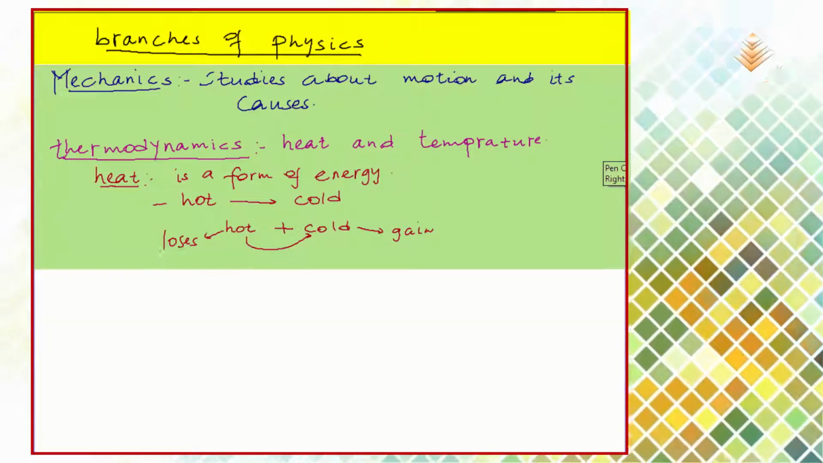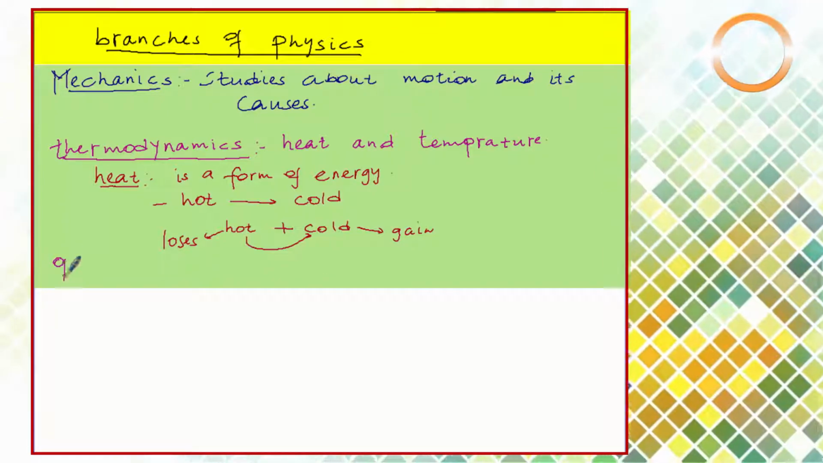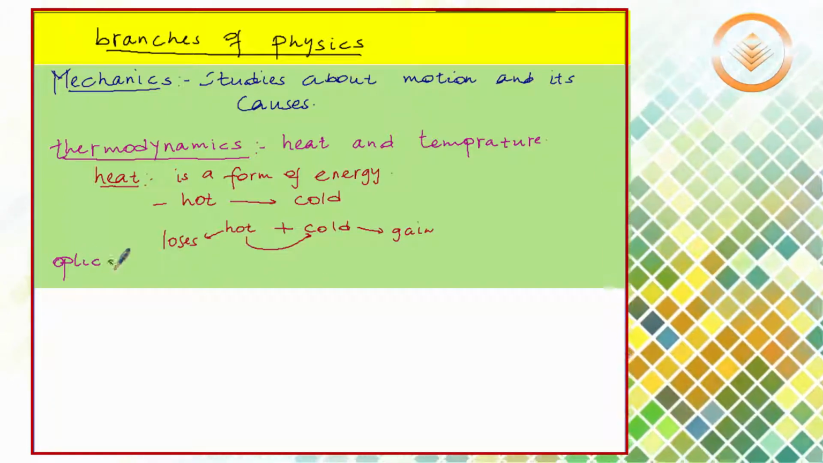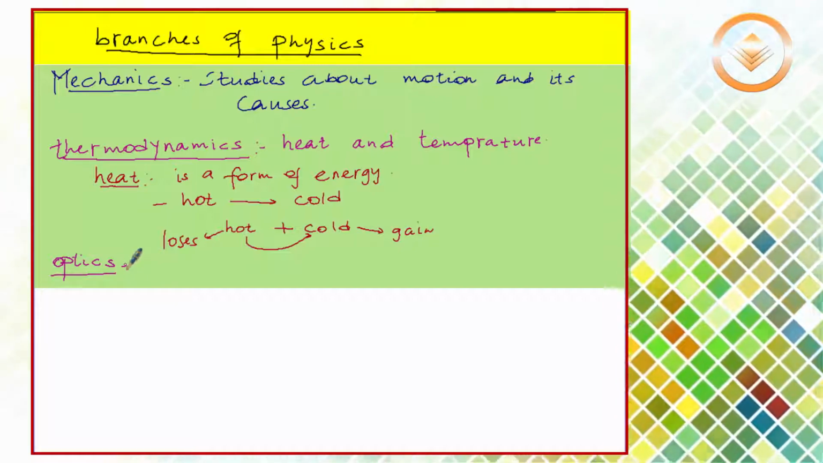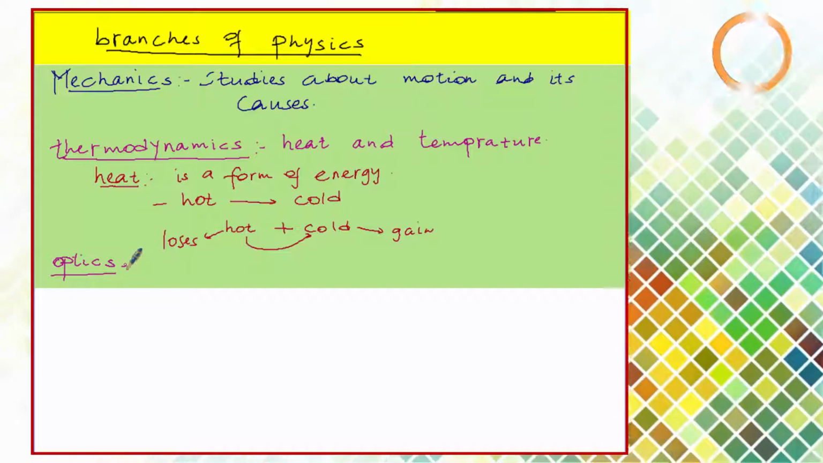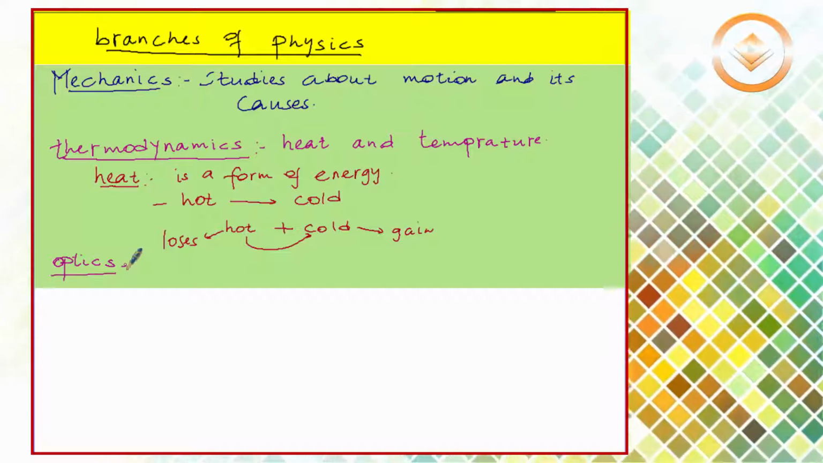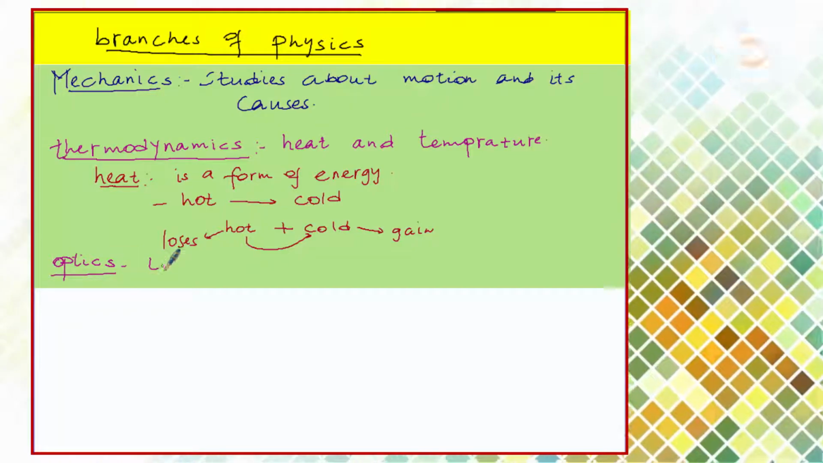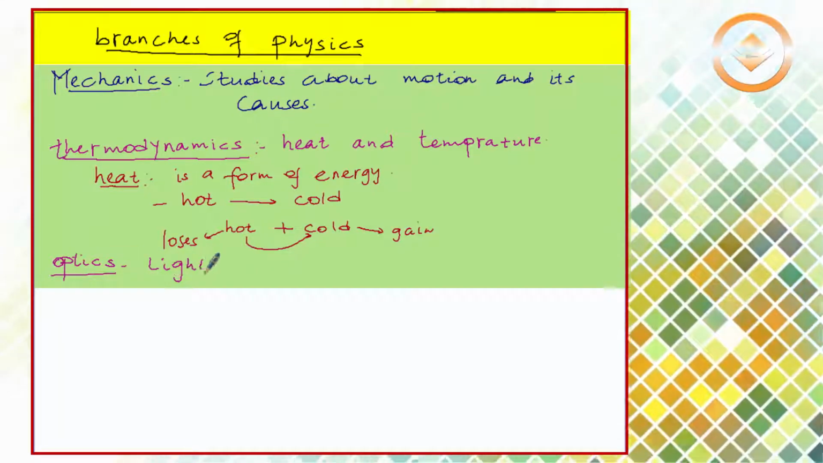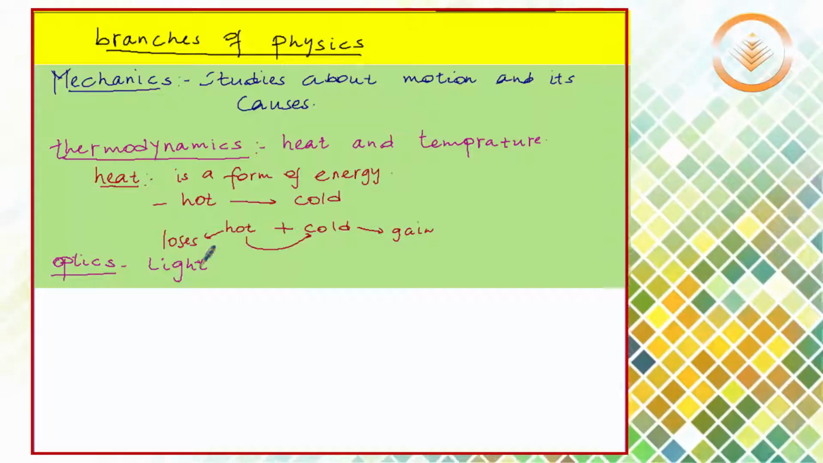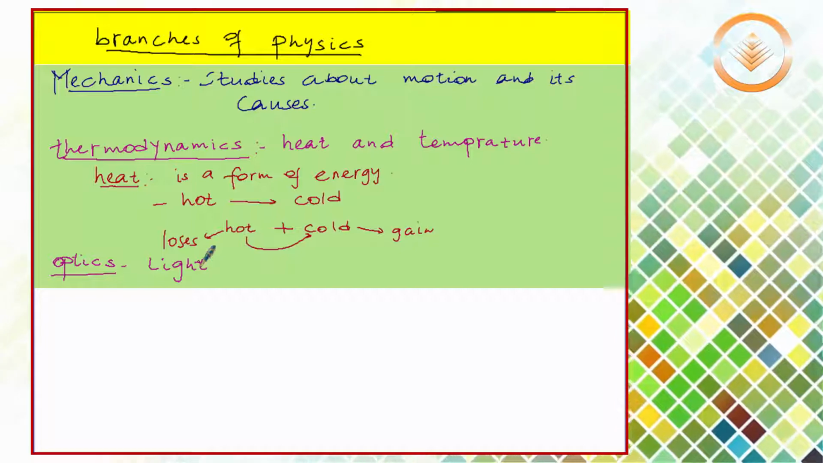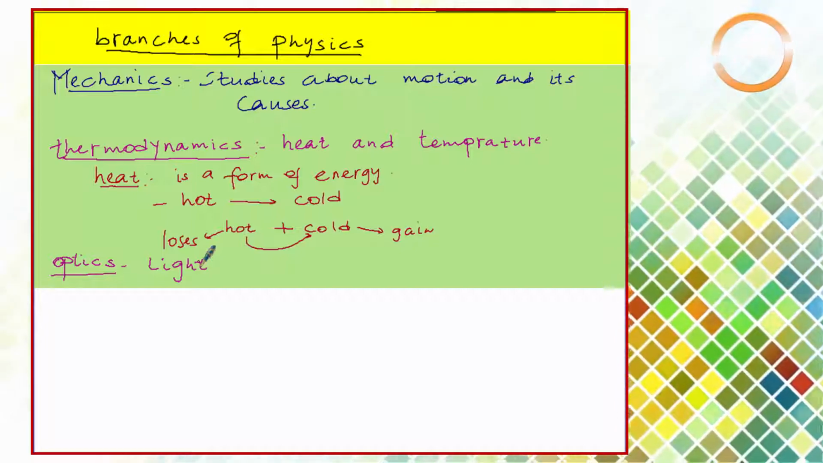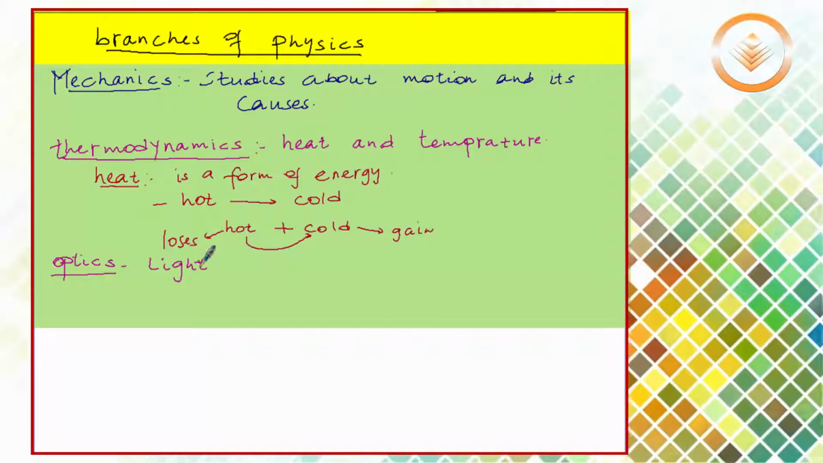And the other branch of physics is optics. Optics is a branch of physics that studies about the properties of light: how light travels, what are the effects of light, what are the properties of light.